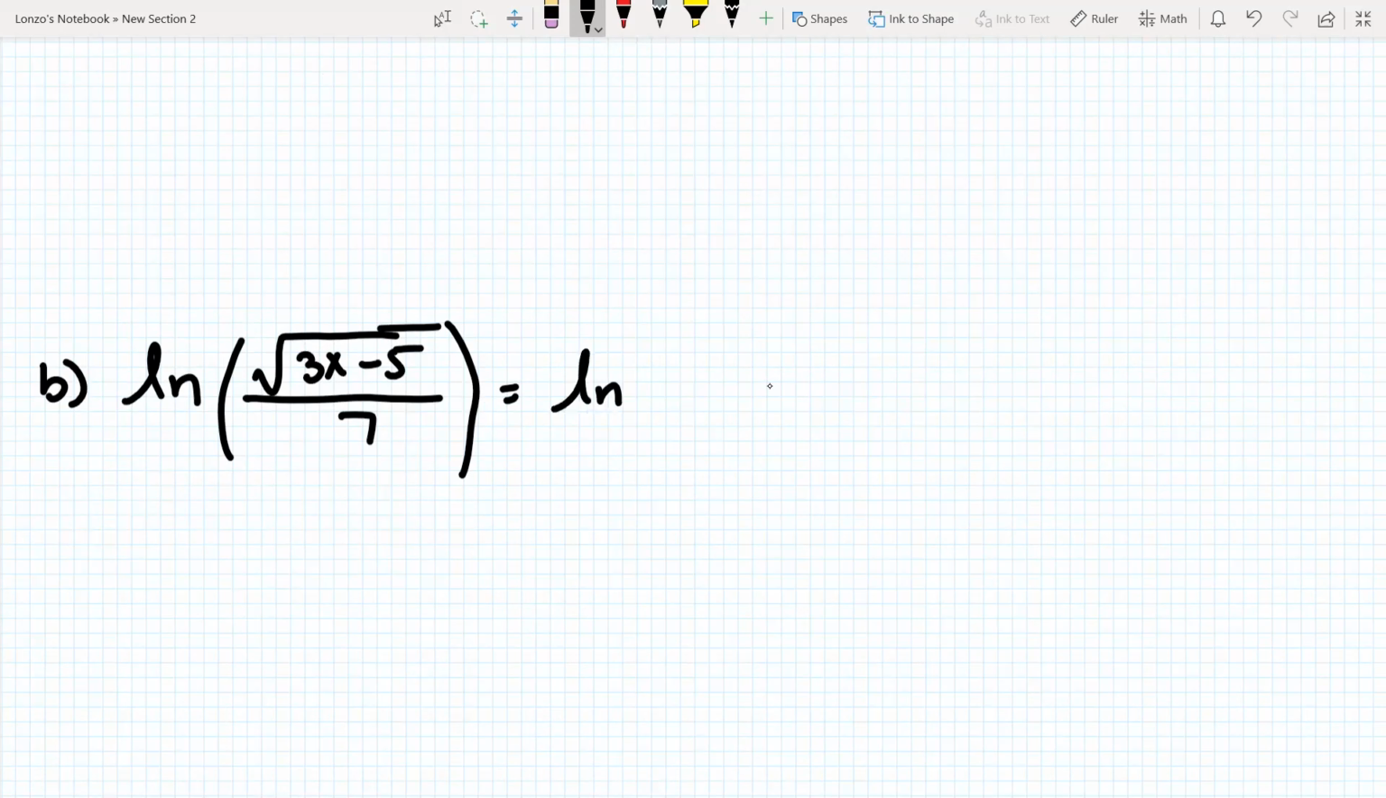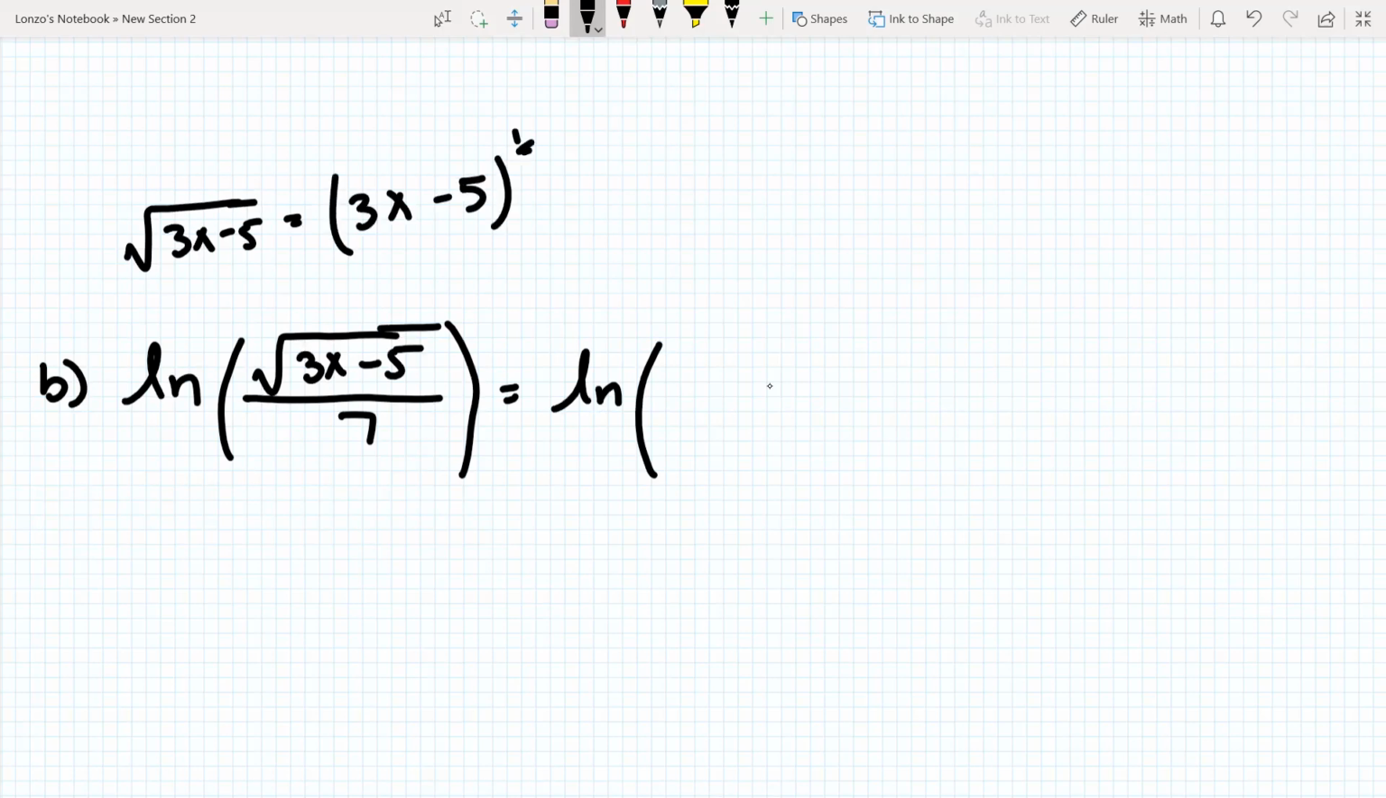Some people prefer that, so let me do that. I can rewrite this problem as ln parentheses and then radical 3x minus 5, believe it or not, that can be written as 3x minus 5 raised to the 1/2, right? Because anything raised to the 1/2, like x to the 1/2, is the same thing as square root of x. So I'm going to rewrite this as 3x minus 5 parentheses raised to the 1/2 on the numerator, and then it's all over 7.